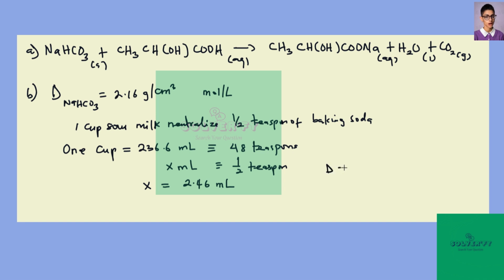Now we're told density is mass divided by volume, right? And we know density, now we know volume, so we can calculate mass. Mass will be density times volume, and that will be 2.16 gram per cubic centimeter multiplied by 2.46 milliliter. So mass will be 5.3235 gram. So that is the mass of the sodium bicarbonate.